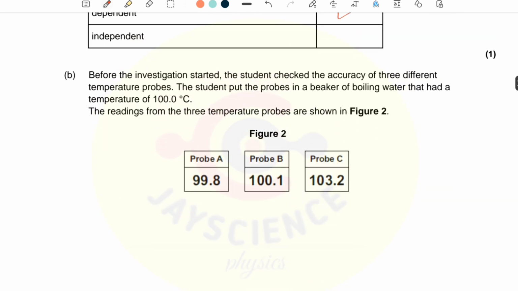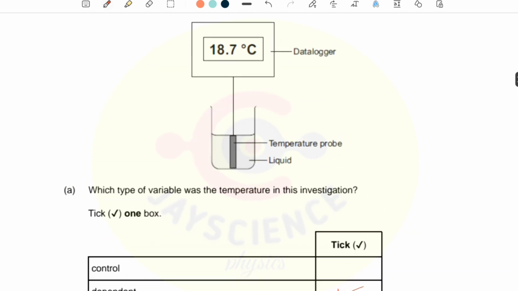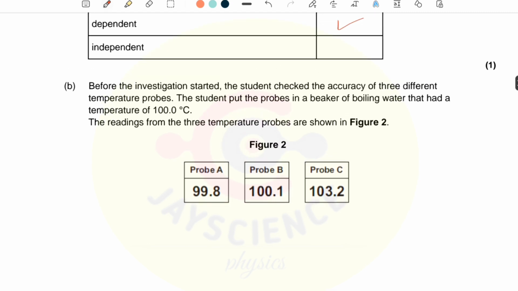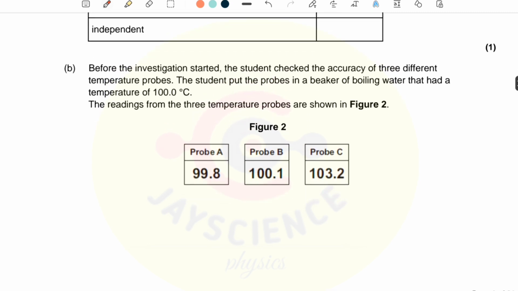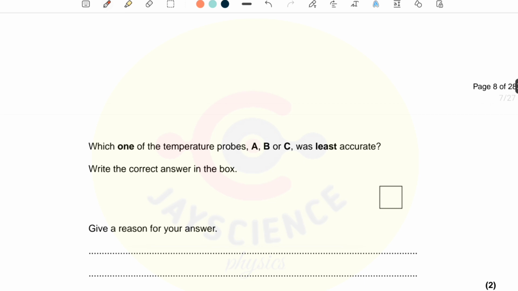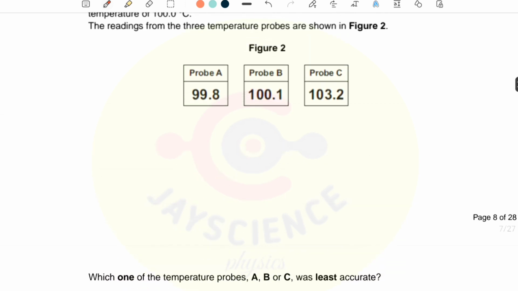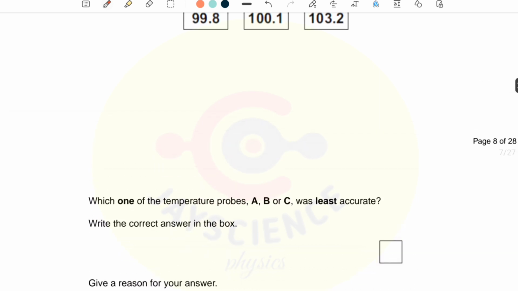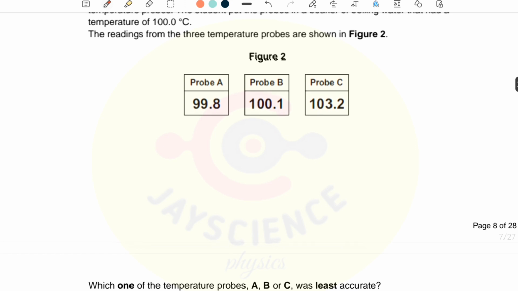Then it says before the investigation started, the student checked the accuracy of 3 different temperature probes. The student put the probes in a beaker of boiling water that had a temperature of 100 degrees C. The readings from the 3 temperature probes are shown in figure 2. Where is figure 2? I think figure 2 is down here. Probe A, probe B, probe C. Which one of the probes was the least accurate? Write the correct answer in the box and then give a reason for your answer.